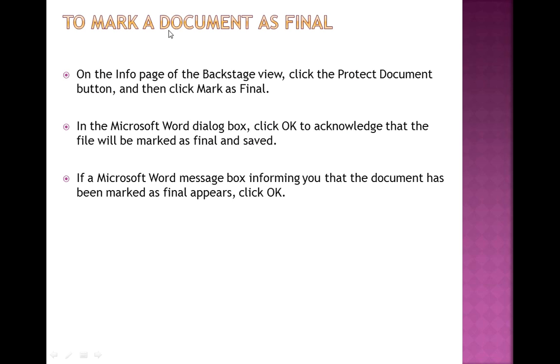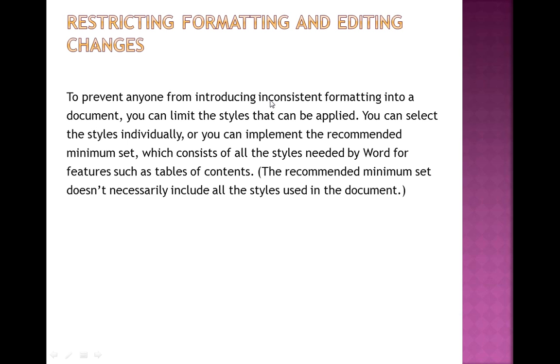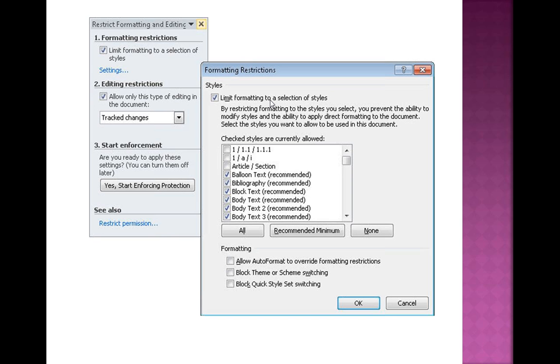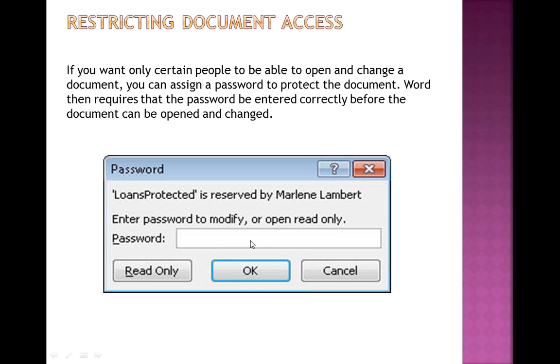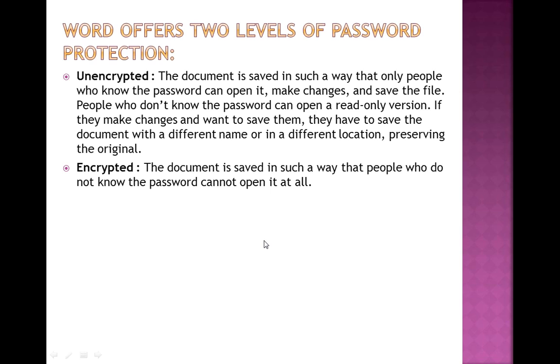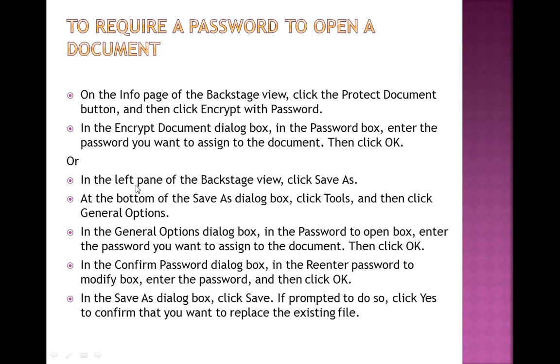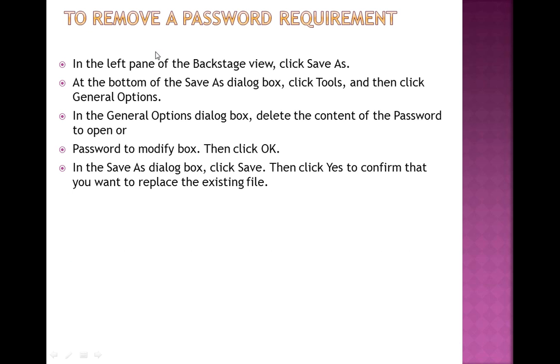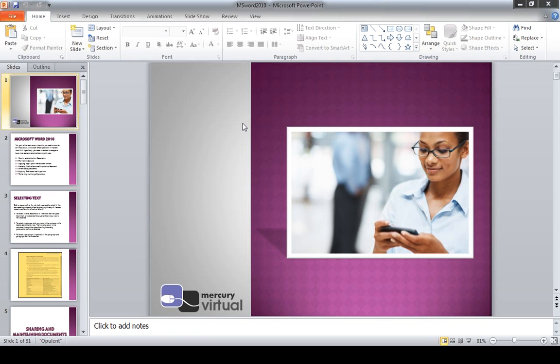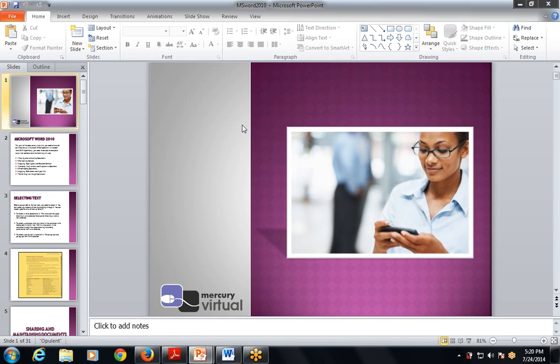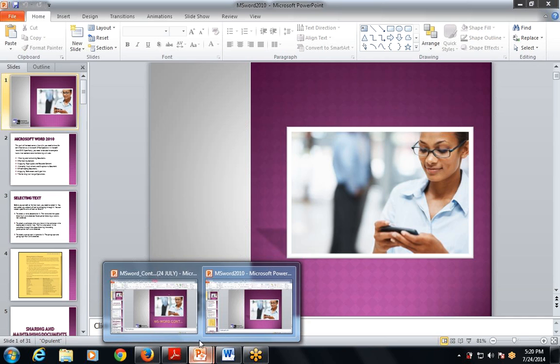We also talked about how to mark a document as final, how to restrict the formatting, meaning how to add a password like this one, how to give the password to modify, and how to give the password to open. Then we also talked about 2 types of protection, unencrypted and encrypted protection, and how to remove the password. So all these things we did yesterday. So I'm going to continue with the same topic, 1.3, which is today's agenda.